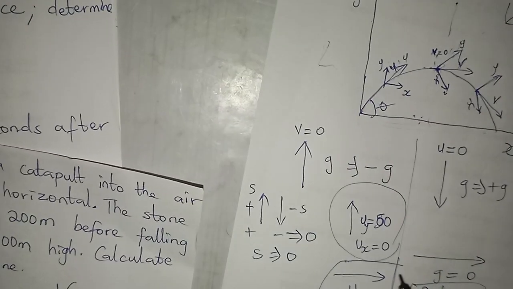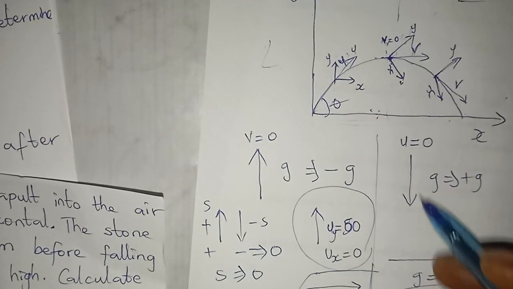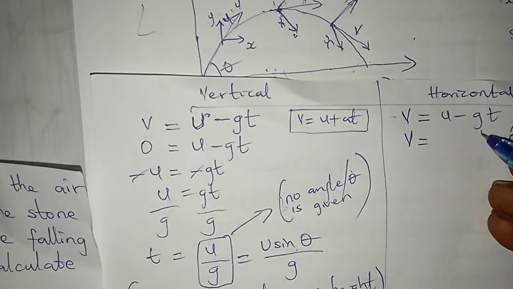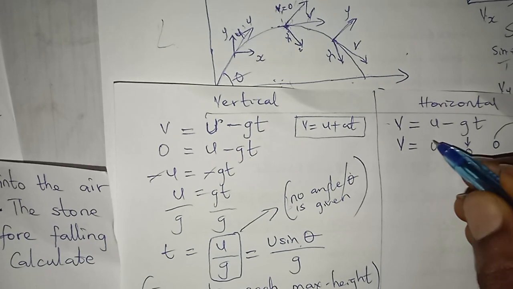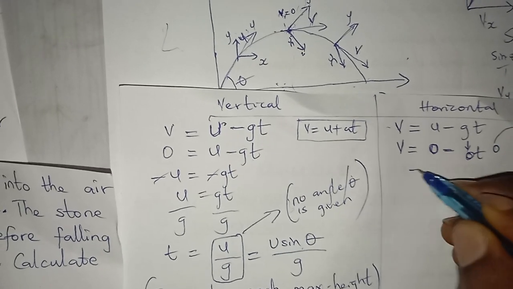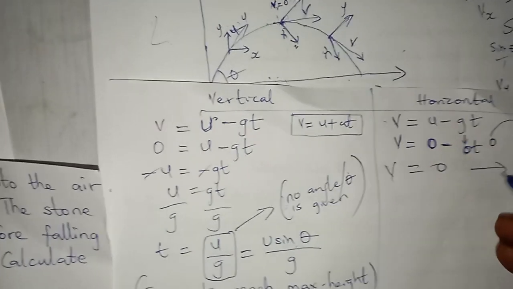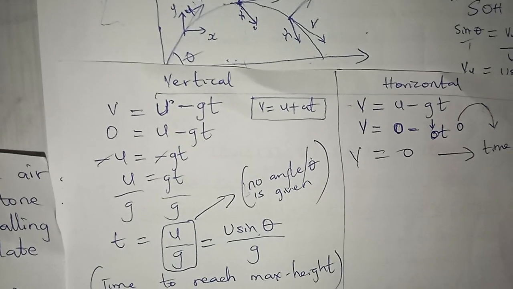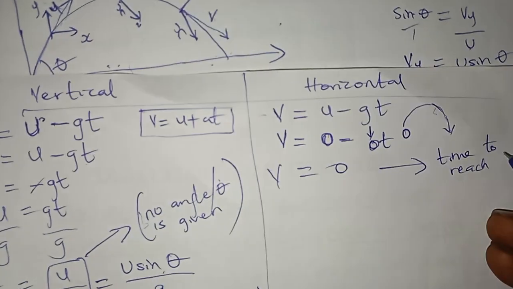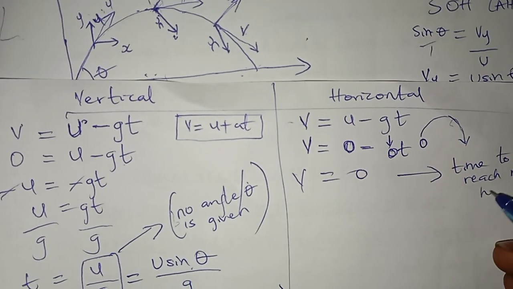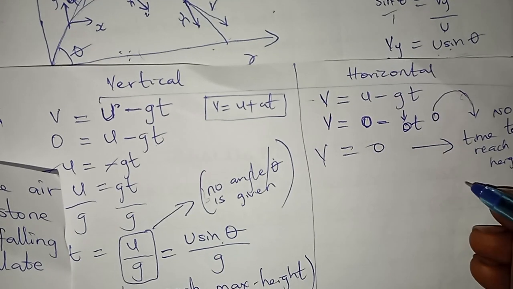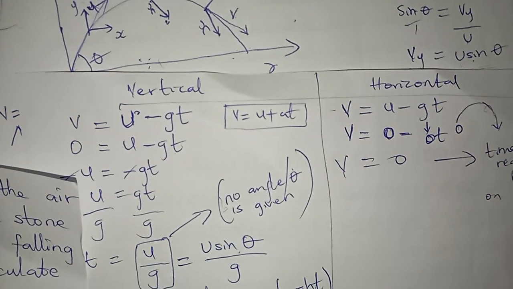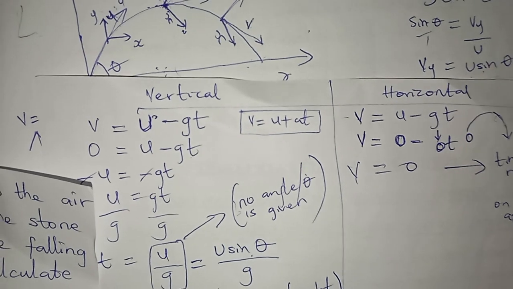Remember I taught you this, that when something is coming down, its u is 0. And notice that there is no g on the horizontal axis, g is 0, so this is now u minus 0 minus 0t, which is the same thing as 0, v equals 0. So there is nothing like time to reach maximum height on the horizontal axis. That is the first thing.